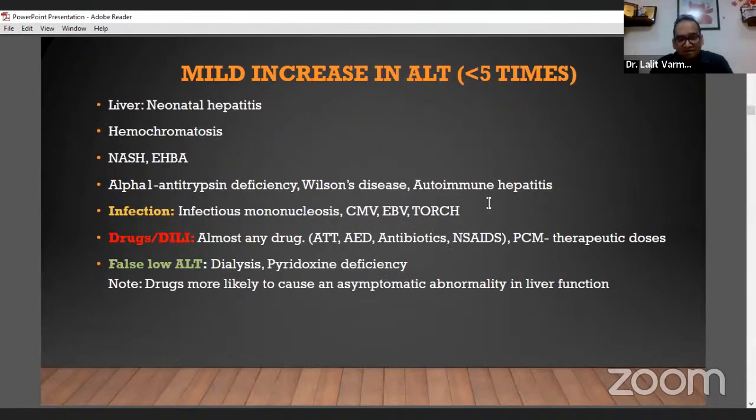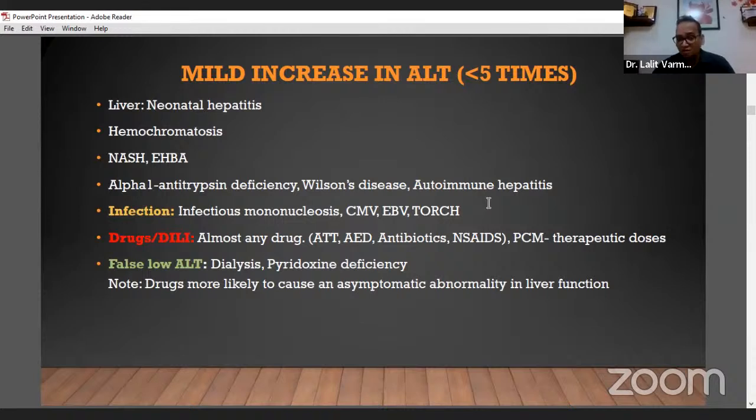And when we talk about mild increase, which is less than 5 times, so if the normal value is 50, we're just talking about less than 250, it is seen in neonatal hepatitis of many origins. We'll talk about it. Hemochromatosis, NASH, which is non-alcoholic steatohepatitis, biliary atresia, alpha-1. Most of the conditions which actually require liver transplant are here in mild increase only. So that's what we need to know: thousands are not so worrisome, but that 250 is the worrisome thing. So alpha-1 antitrypsin deficiency, Wilson's, autoimmune hepatitis, infections like mononucleosis, CMV, EBV, drugs apart from paracetamol.